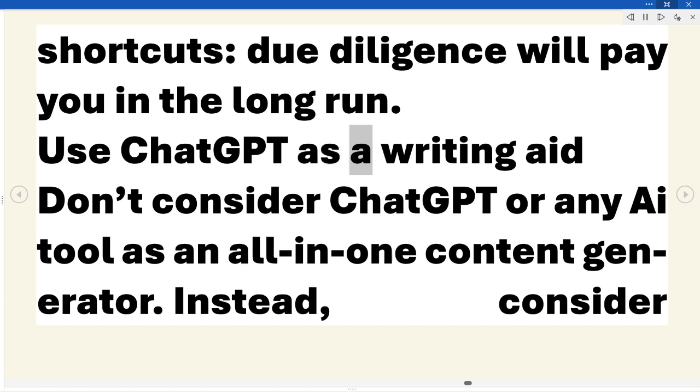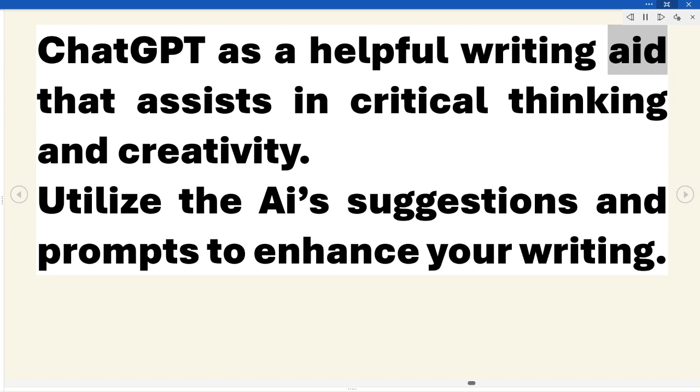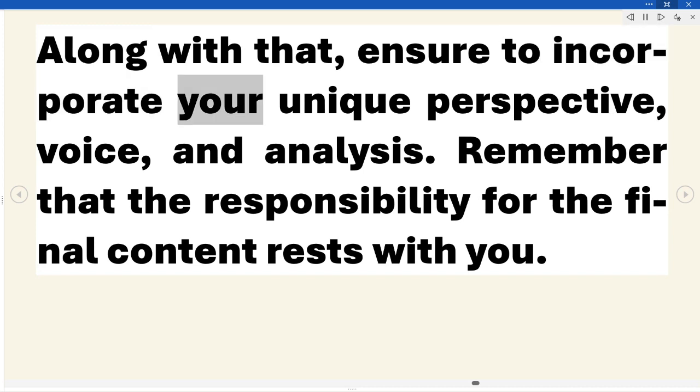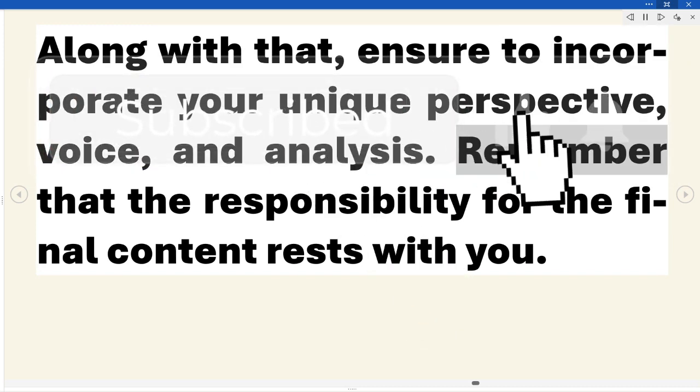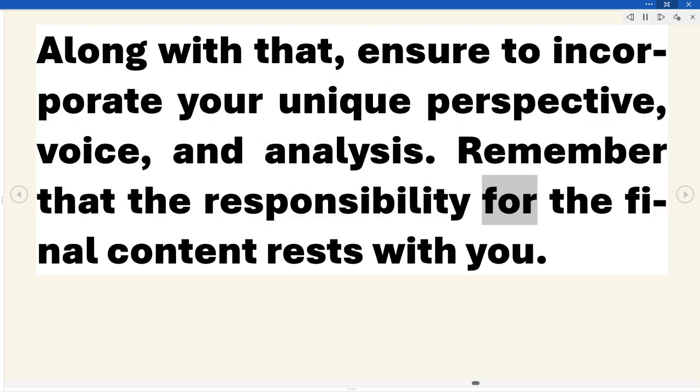Use ChatGPT as a writing aid. Don't consider ChatGPT or any AI tool as an all-in-one content generator. Instead, consider ChatGPT as a helpful writing aid that assists in critical thinking and creativity. Utilize the AI's suggestions and prompts to enhance your writing. Along with that, ensure to incorporate your unique perspective, voice, and analysis. Remember that the responsibility for the final content rests with you.